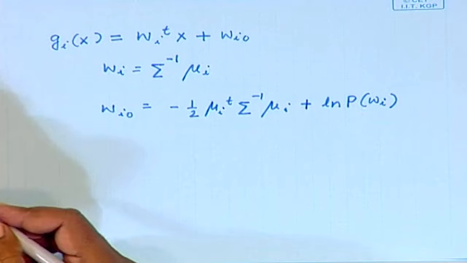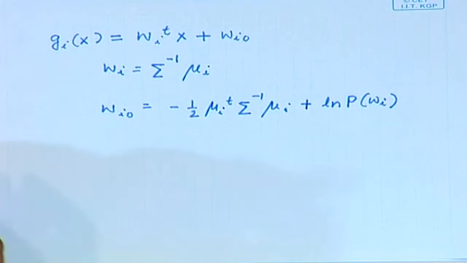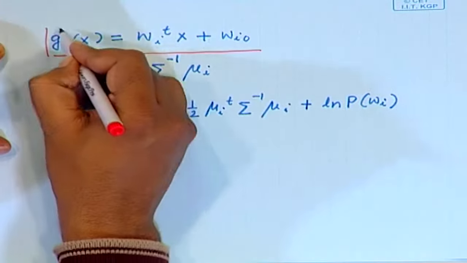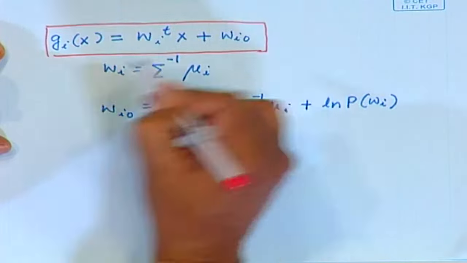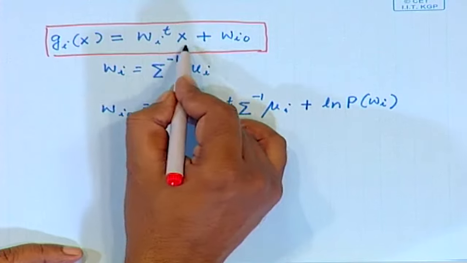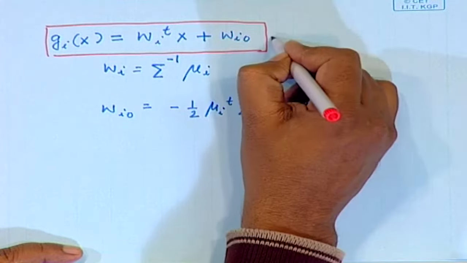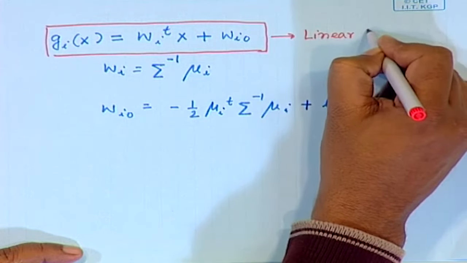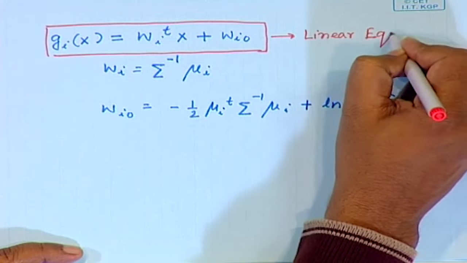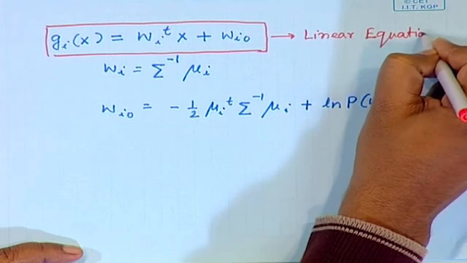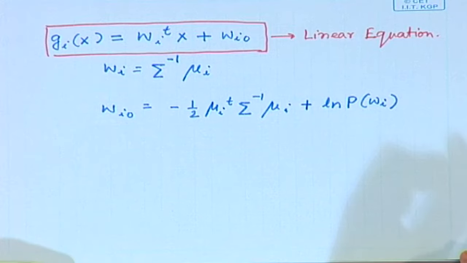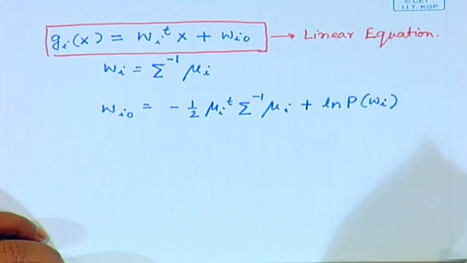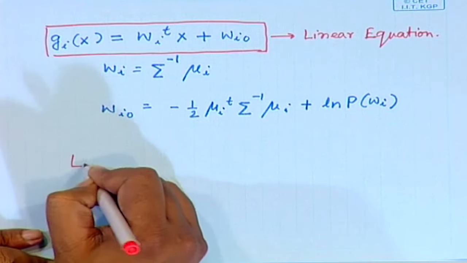So, again we find that the nature of the discriminant function is a linear equation, because this is w_i transpose x plus w_i0. So, our classifier making use of such linear discriminant functions again becomes a linear machine.